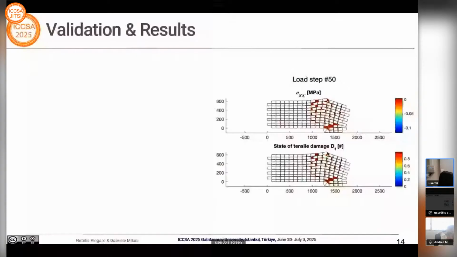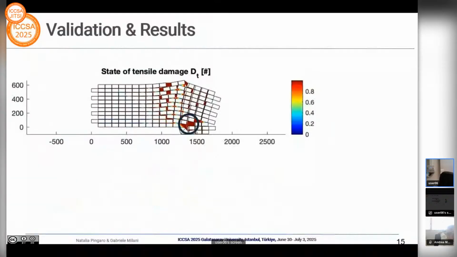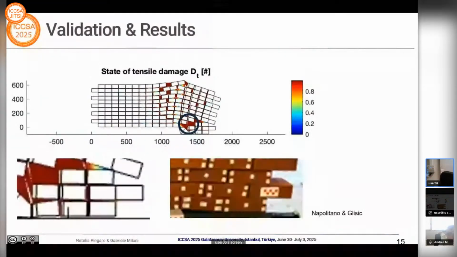Then I would like to show you also a zoom related to the state of tensile damage, where it is possible to notice clearly the hinge opening, and another zoom in correspondence of the application of the unit displacement, where the failure mechanism almost overlaps the experimental finding.